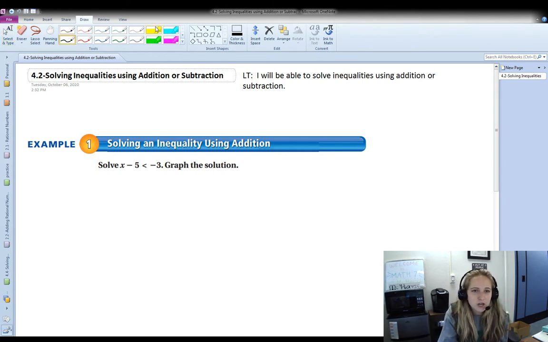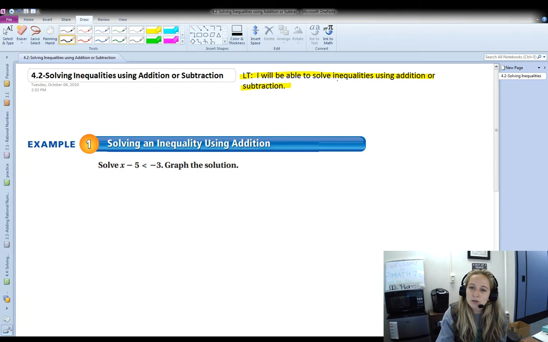So our learning target for today, I'd like you to write this over here, is I will be able to solve inequalities using addition or subtraction. All right, so that is our learning target for today. Now we're going to be solving inequalities using addition or subtraction.